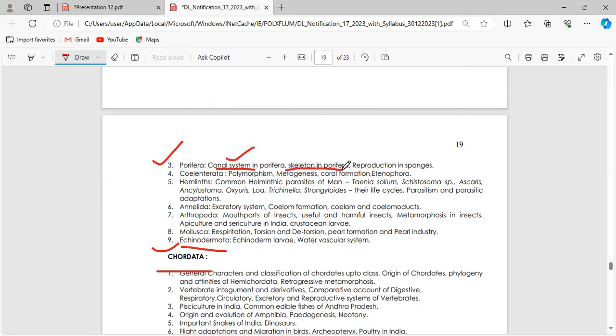In the skeleton of Porifera, we are going to focus on the spicules and spongin fibers. In case of spicules, we are going to focus on structure and its types. And in spongin fibers, we are going to focus on the structure and its function.